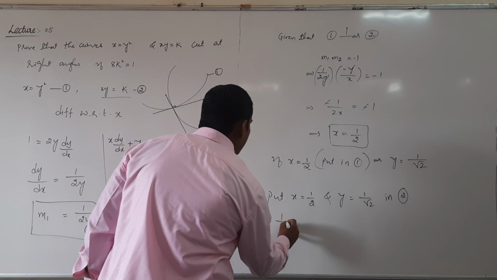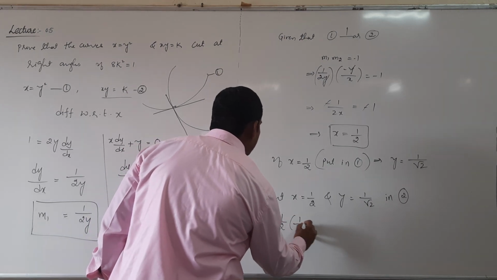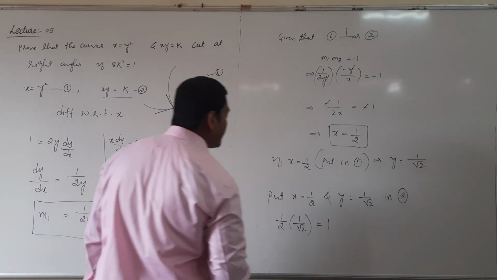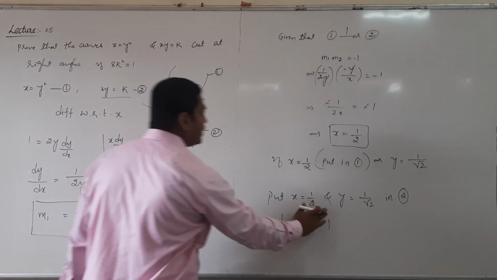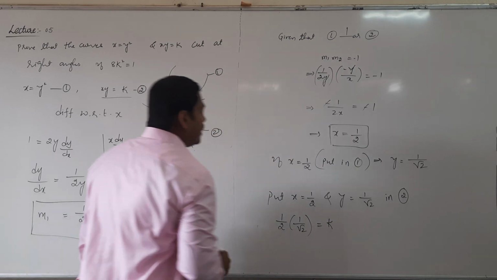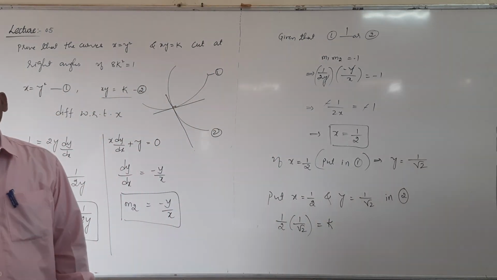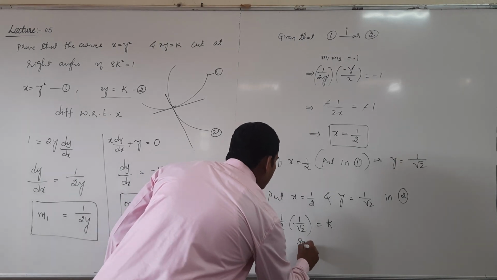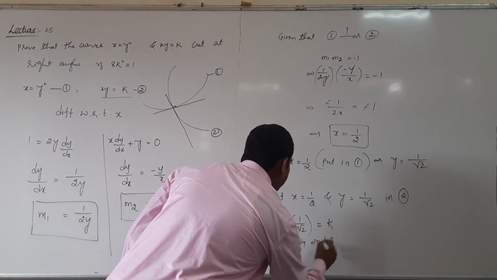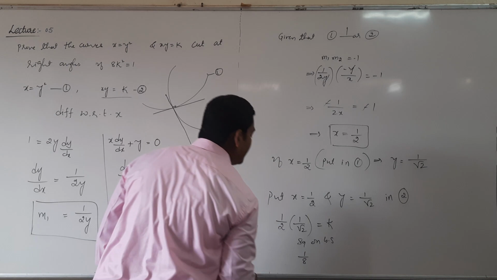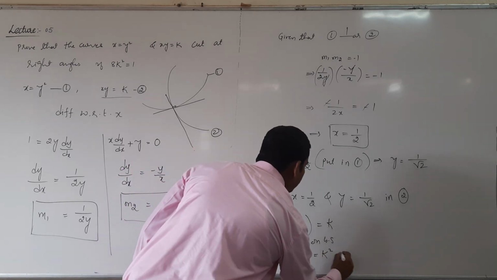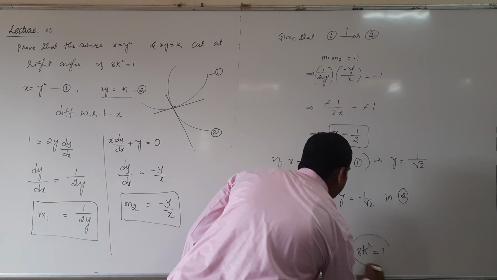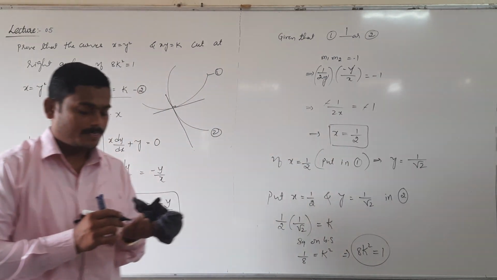Then it becomes 1 divided by 2 into 1 divided by root 2 is equal to 1. Sorry, not 1, equal to k. But our requirement is 8k square equal to 1, so squaring on both the sides. On squaring we get 1 divided by 8 equal to k square. Cross multiplication: 8k square equal to 1. This is our required proof.